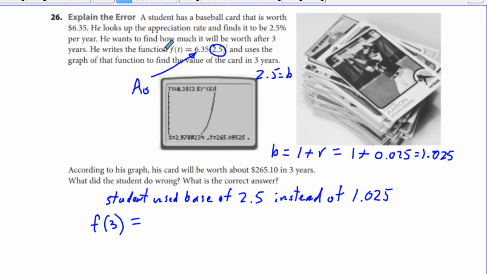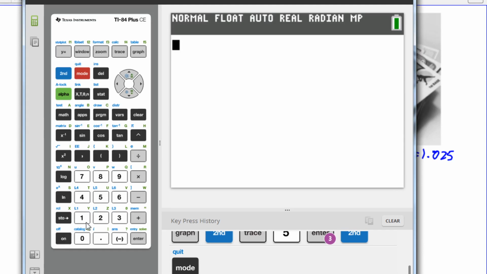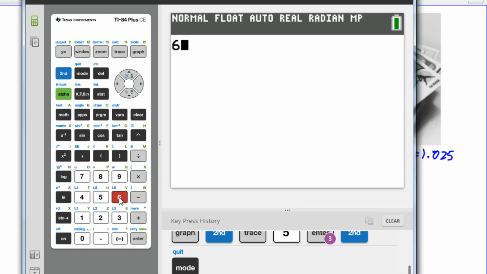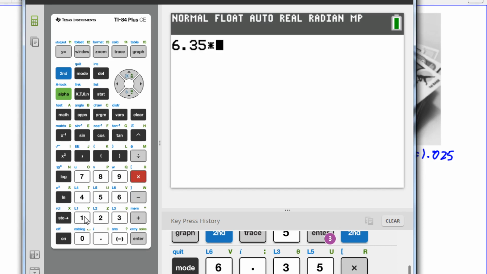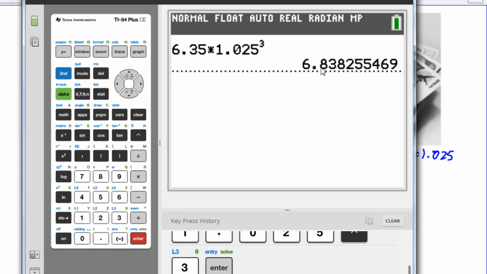Equals, we're starting out with 6.35 times 1.025 to the power of 3. So we can just go to our calculator and put in, I'll get a page here. So it was, what was it? 6.35? Yeah, 6.35. 1.025 to the power of 3. So $6.838. So $6.84.